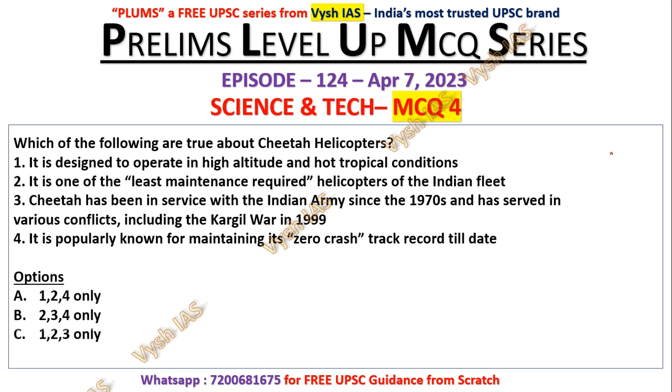So the options are 1, 2, 4; 2, 3, 4; 1, 2, 3; or 1, 3. If you see, there is no option called 1, 2, 3, 4, meaning all 4 statements cannot be true. Something has to be false. If you properly follow the UPSC syllabus and current affairs, this is a very, very easy question. So here the answer will be D, that is 1, 3 only.